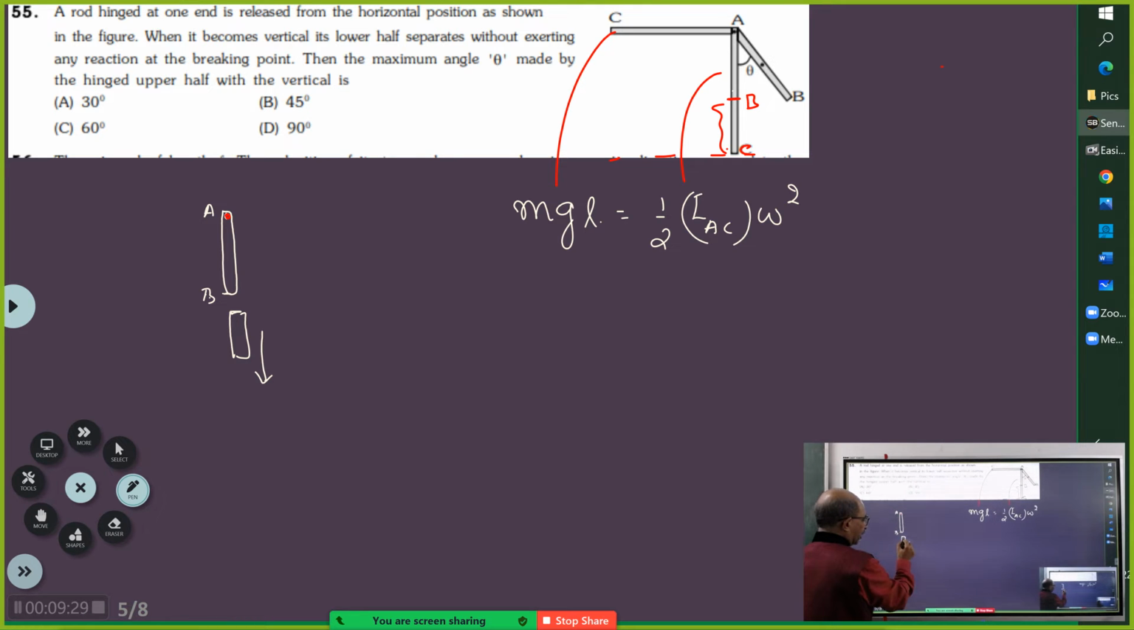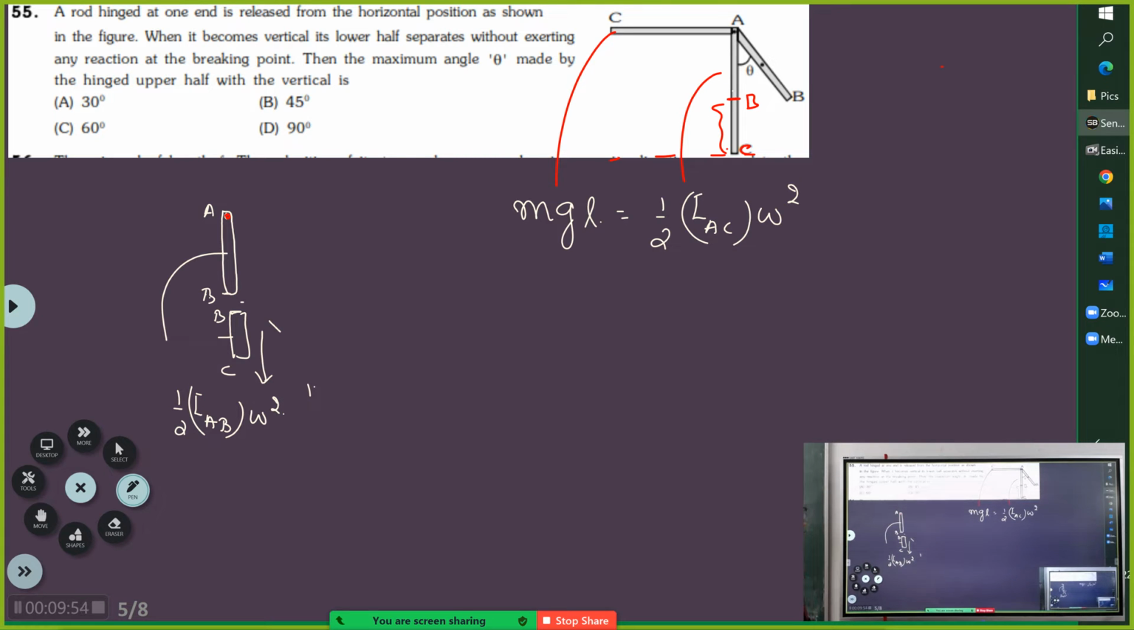I hope you got it, students. This portion of the rod, BC, is falling down, not to be bothered about. But this AB portion has got some energy. What is the energy? Half IAB into omega square. This is the energy of this.